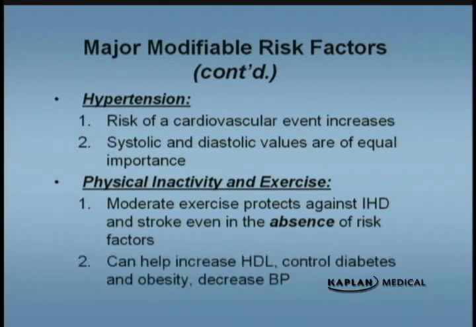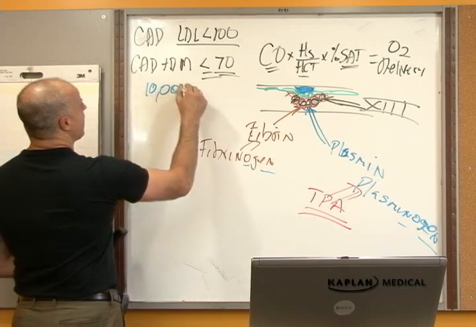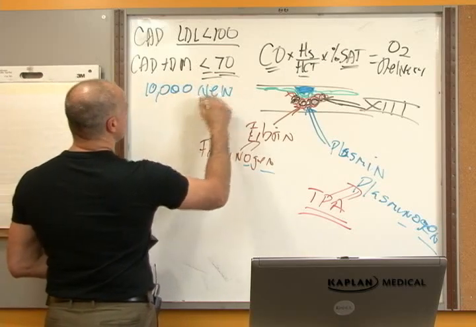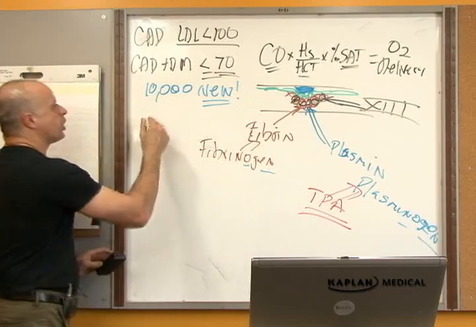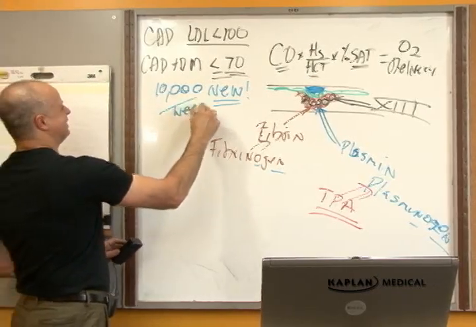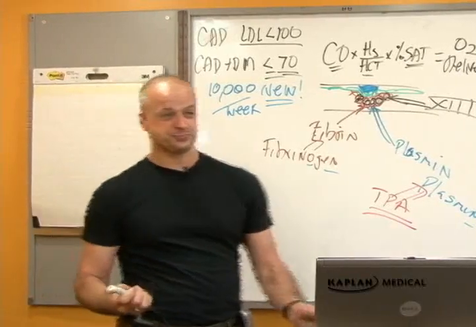What a shock. Now, the other thing is that for every 100 people with diabetes, 25% can be controlled with diet and exercise, physical activity. There are 10,000 new diabetics per week in the United States.